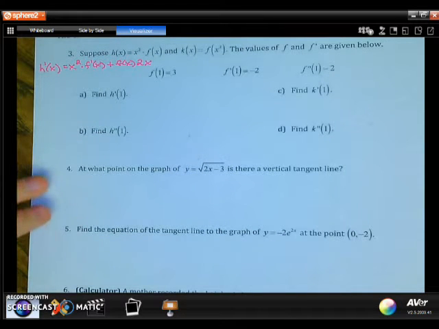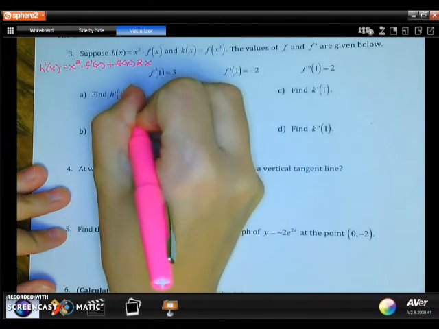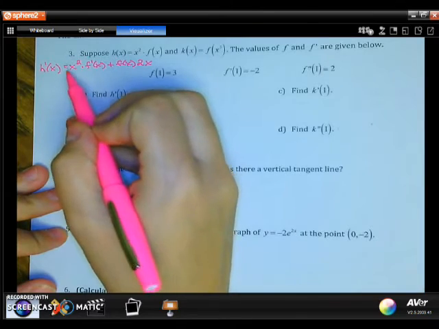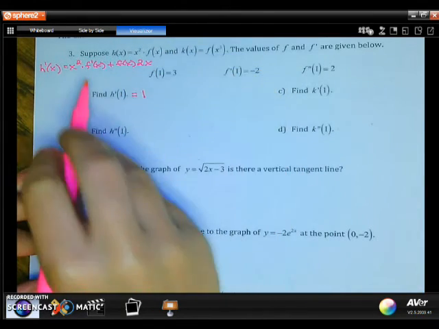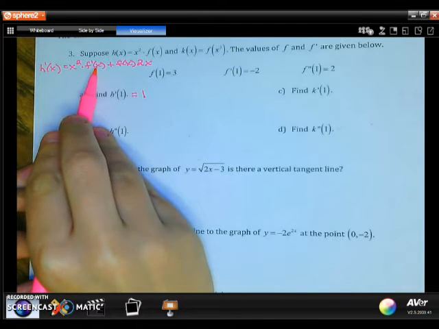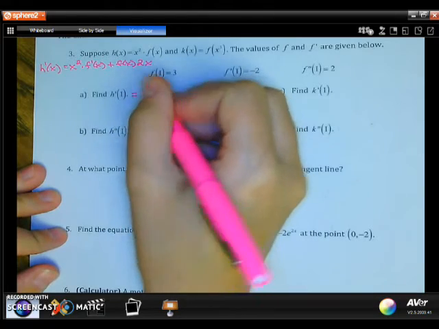So now we are just going to plug in 1 for the x values there. To evaluate this, if I plugged in a 1, 1 squared is just 1. That part's easy. And then the derivative at f of 1, well, according to this chart up here, the derivative at 1 is -2. So I'm just going to multiply that by a -2.